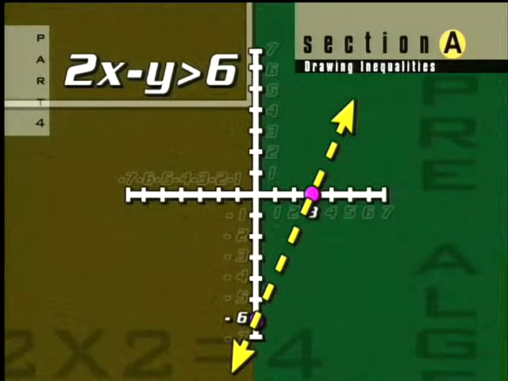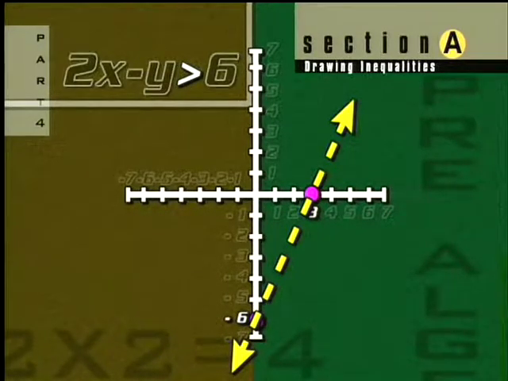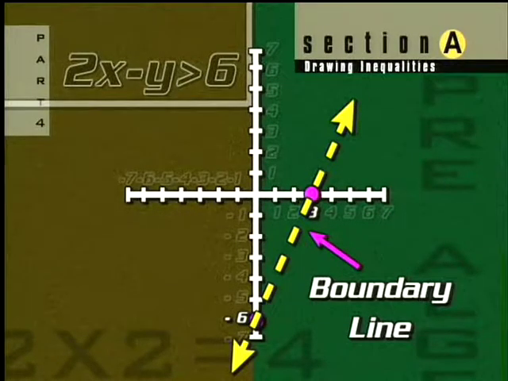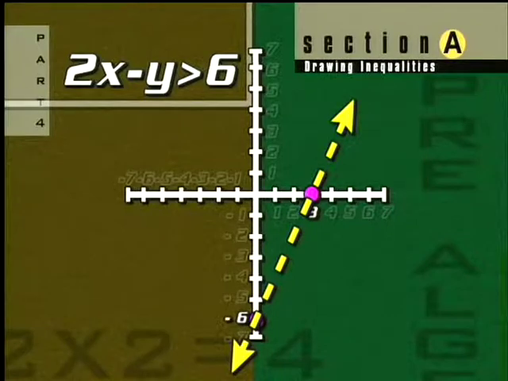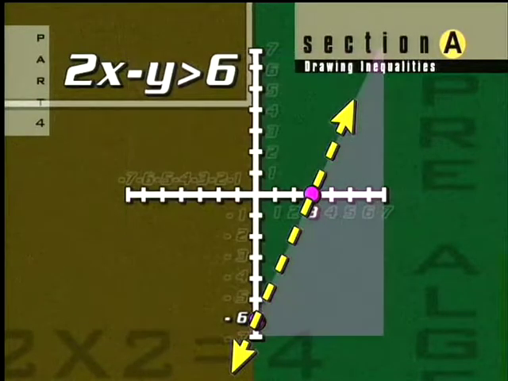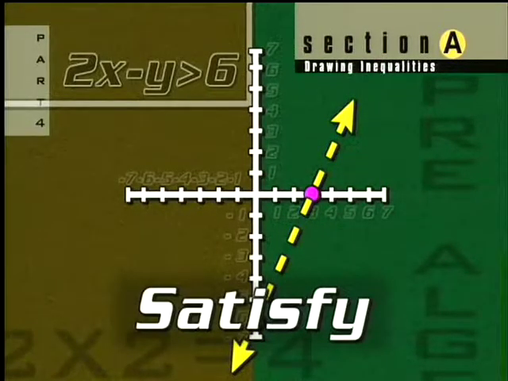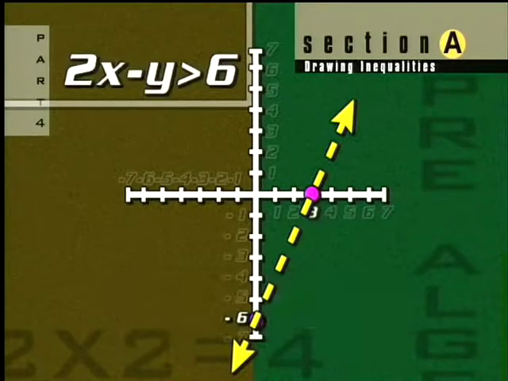We use a dotted line because our original expression is an inequality, and we're trying to show something is greater than. If we had greater than or equal to, this would be a solid line. But it's just greater than, so we've got a dotted line. This is our boundary line. Now on one side of our boundary line, there are points that will satisfy our inequality. Our task is to figure out which side has the winning points, and then shade it in.